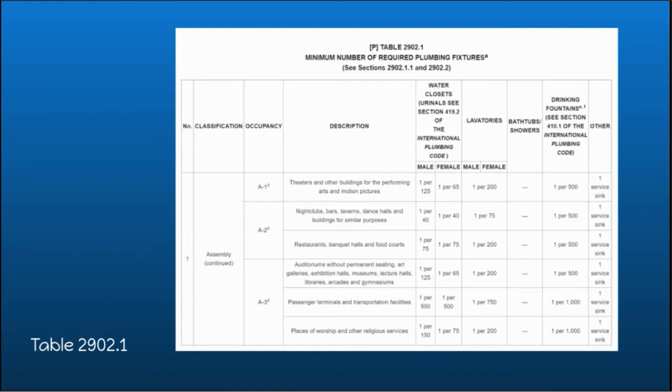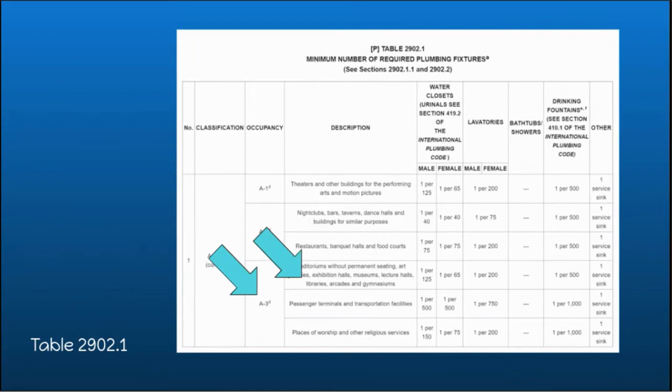This is the table they want you to look at, and there are some things I need you to pay attention to on this. If you notice right here, our library is considered an occupancy type A3. And you can see in the description right there that that does indeed include libraries. Some other numbers we need to pay attention to. It says the number of water closets: you need one for every 125 men, and one for every 65 women.